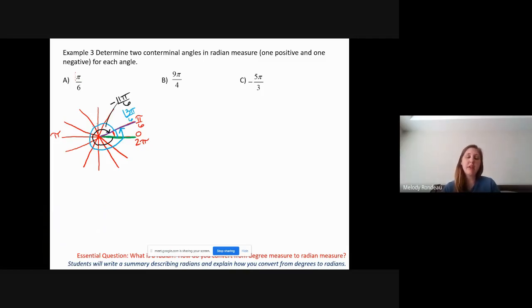So those are 3 coterminal angles. Pi over 6 is coterminal to 13 pi over 6 and negative 11 pi over 6. And that is just how you can create coterminal angles using the picture.